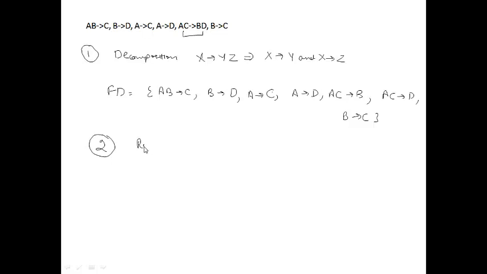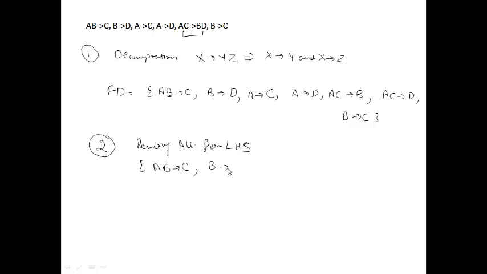Now we will see whether we can remove any attribute from the left hand side of an FD. If we see this FD, AB determining C, we will see whether there is a relationship between A and B, whether A can derive B or B can derive A. If it is so, we will remove the dependent attribute. A determining B, no, there is no such FD. B determining A is also not there. That means this FD will remain the same as of now.